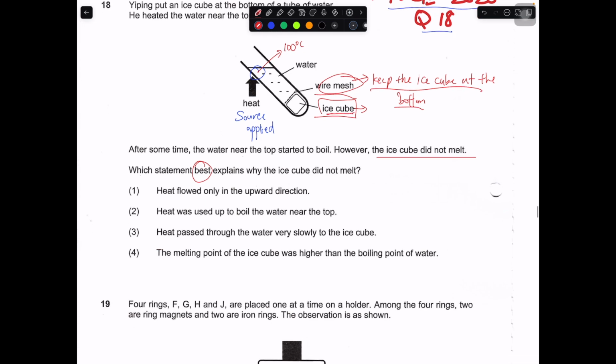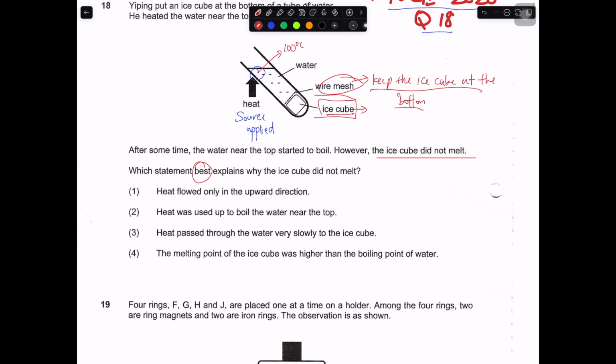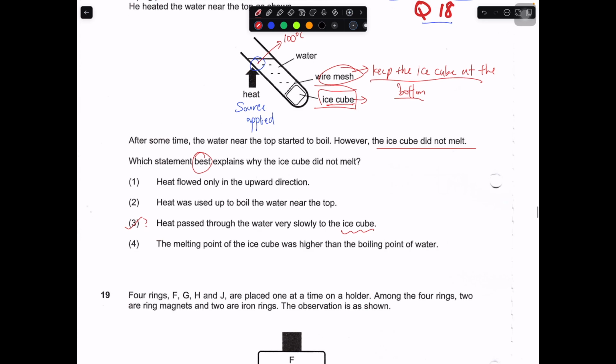Actually, usually in this case, if the ice cube did not melt, you should choose a statement that is related to the ice cube. For example, number 3 talks about the ice cube. So more or less, I would think that number 3 is correct, but I'll evaluate through first. Number 1: heat flows only in the upward direction.